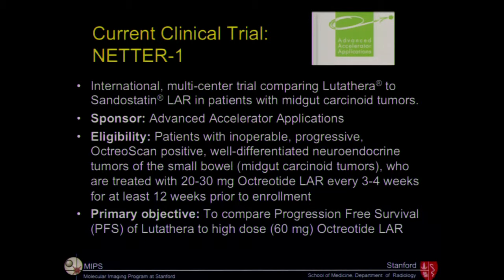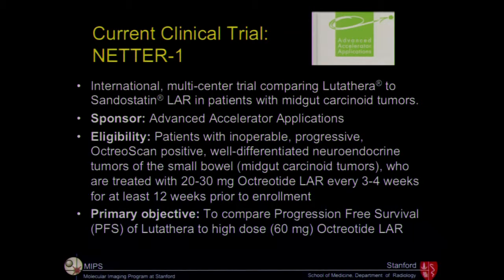There's a lot of terminology in there, but based on the information you've had from the prior two lectures, these terms should make sense. Once again, it's inoperable, meaning you can't just go in and take out the primary tumor. It has to have been progressing on a stable dose of octreotide already, and it has to be Octreoscan positive.